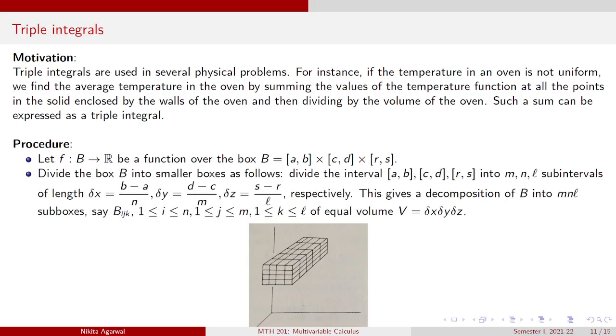You divide each side into equal parts, of m, n and l of these lengths. So this is the pictorial representation. You have a box, you divide it into sub boxes, and each sub box has volume delta x, delta y, delta z. Okay, and I'll denote each box by B_ijk.